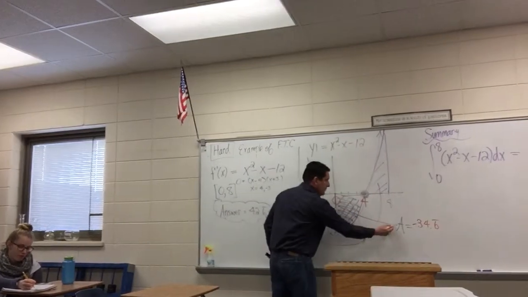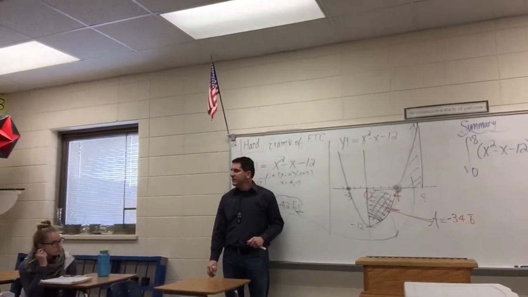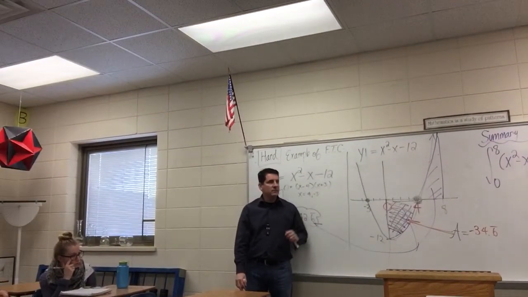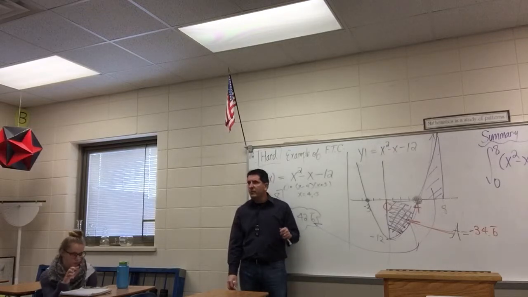This area is equal to, oh, would you imagine that? It's negative. Because that's the amount that the function is decreasing by. So it's a negative. It tells you how much it's decreasing by, with it including the negative.